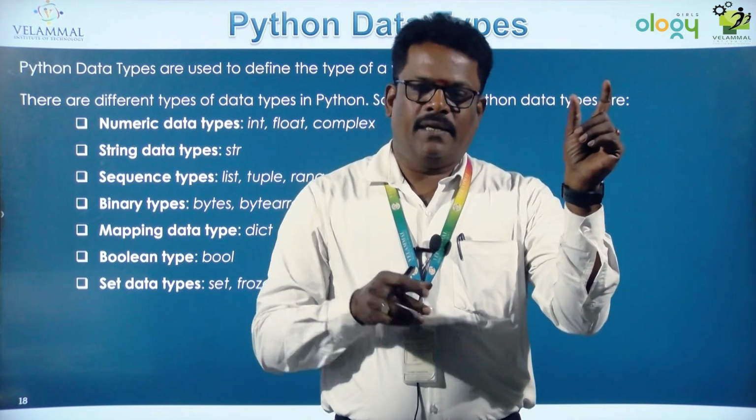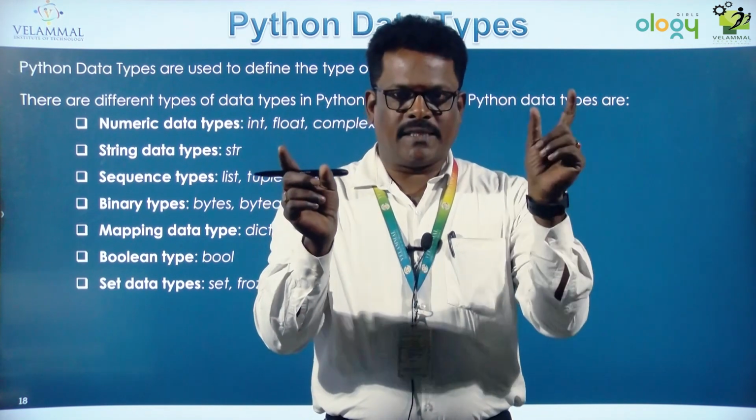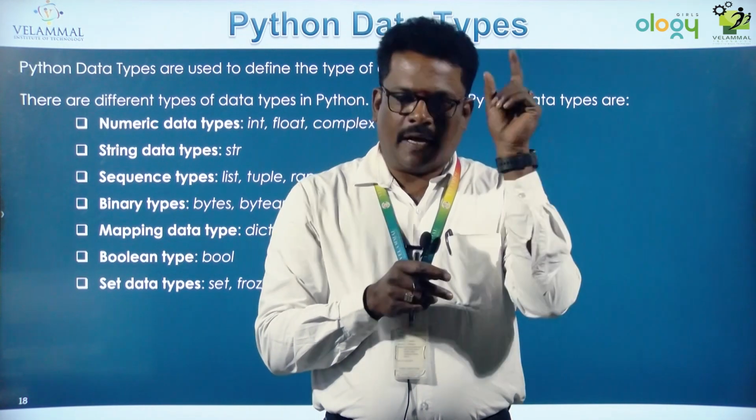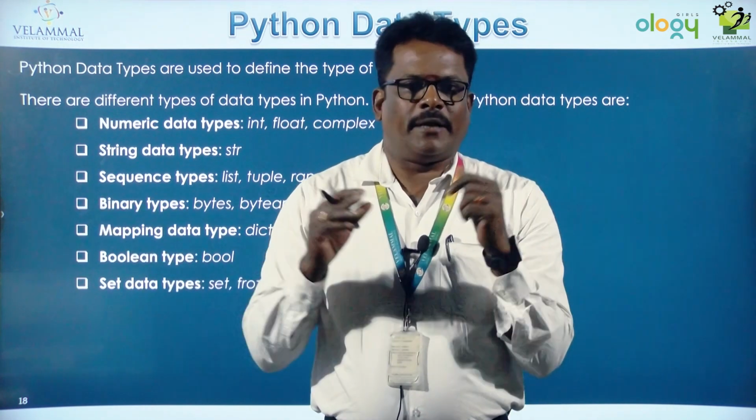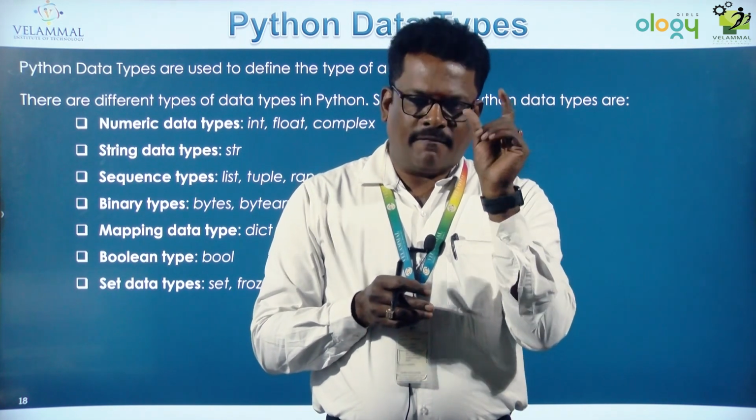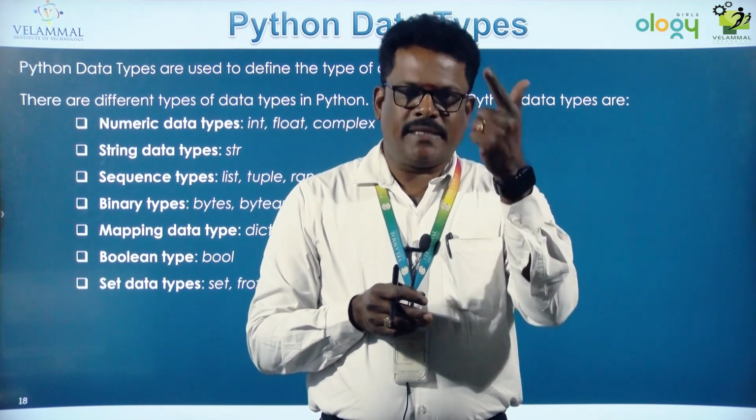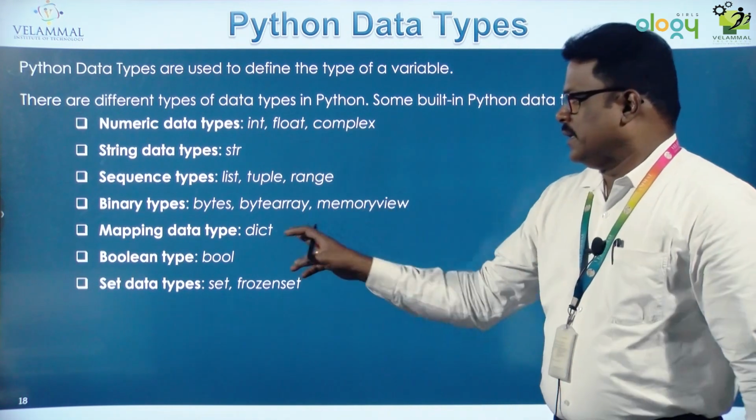So this is the key, this is the value. For this key, there is a value. For a single key, we can assign multiple values. So we are mapping a value to a key. This type of data type is called a dictionary.